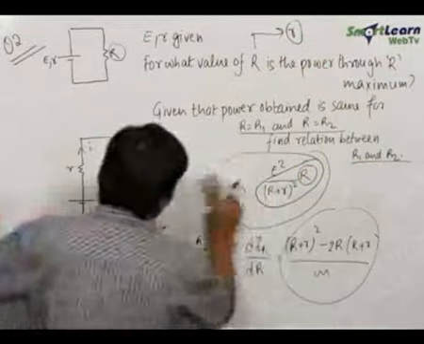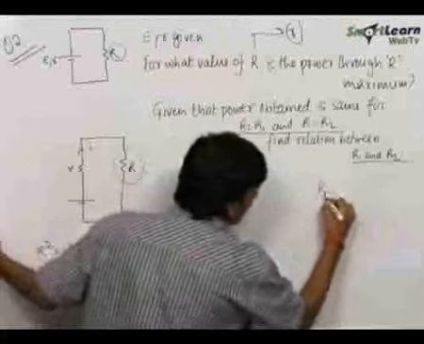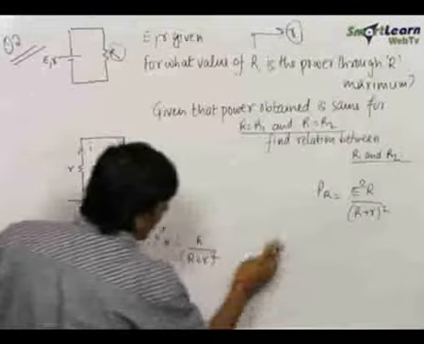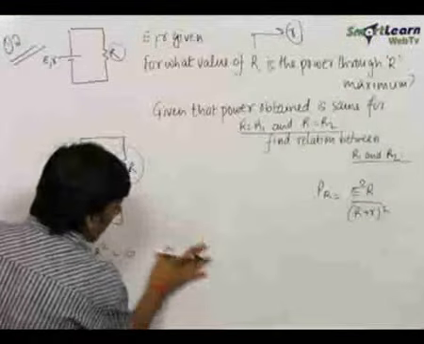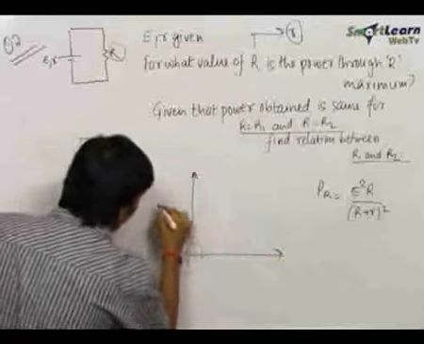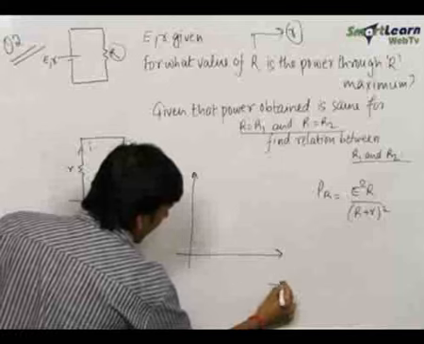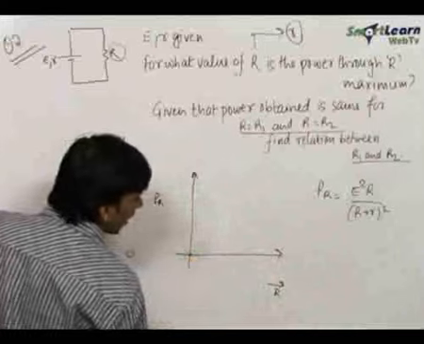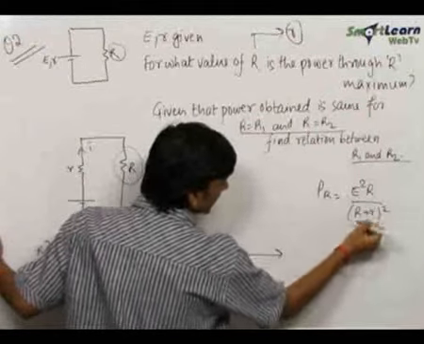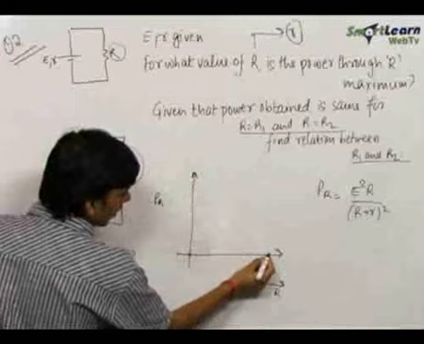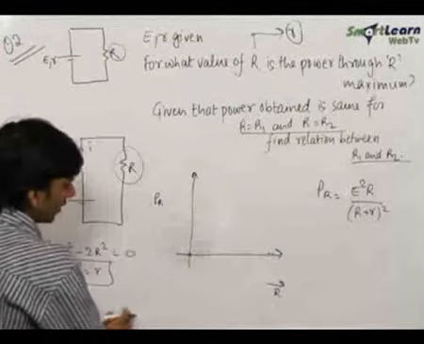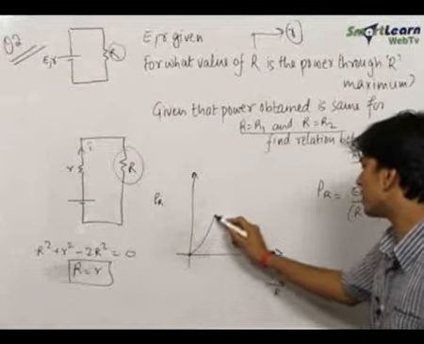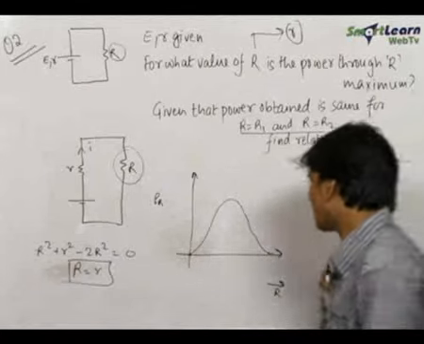Now for the second part, we know that PR is equal to E square R upon R plus r whole square. Now on analyzing this, we see that if you draw the graph for power PR with changing R, if capital R is equal to 0, then the power is 0. If capital R is infinite, this term gets cancelled and again the power becomes equal to 0, that is tending to 0. Therefore there must be a maxima in between. Here the power is 0, here also the power is 0, therefore there must be a maxima in between. The graph actually comes out something like this.